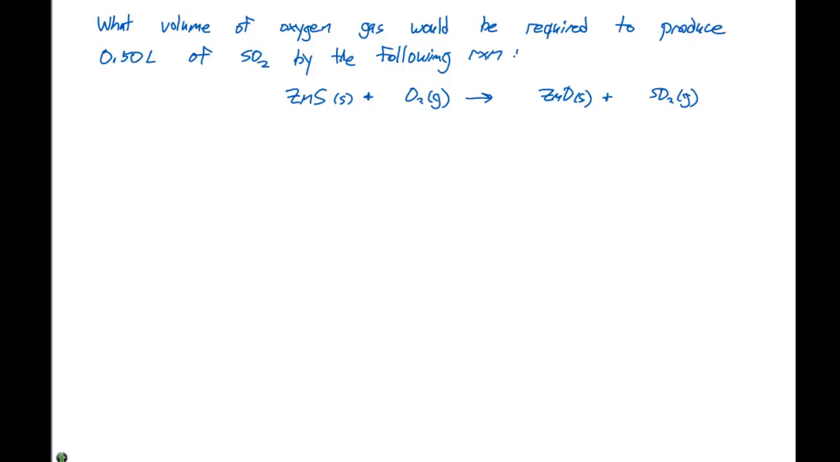If we balance this properly, we're going to need a 2 in front of both of the zinc compounds, a 3 in front of the O2, and a 2 in front of the SO2. So here's our overall balanced chemical equation, and this is what we're going to need. Whenever you see an equation that's not balanced, and you need to do some calculations, you must balance the equation.